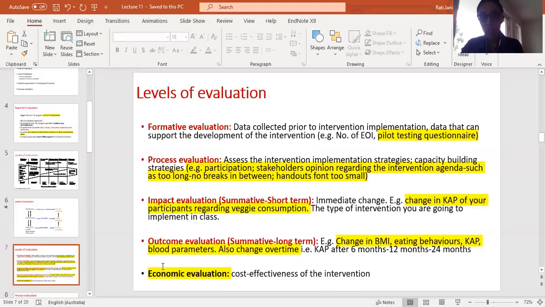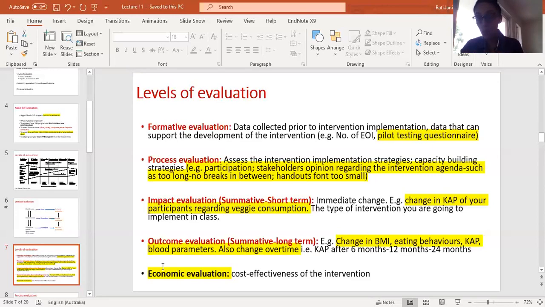I will go into process evaluation in much more detail because it comes in the further slides. But basically, remember, process evaluation happens once you have implemented the intervention. All right. Impact evaluation and outcome evaluation, very, very important. So impact evaluation is short-term evaluation. All right. So, and very important from your assignment point of view.